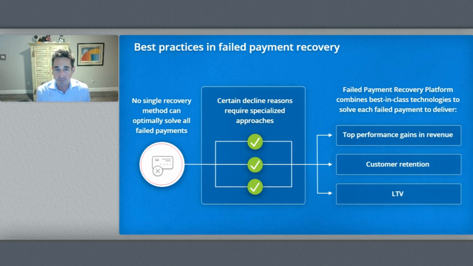So, having different solutions and approaches to be able to be applied selectively, working against the same types of KPIs. We want to deliver the top performance gains in our recovery and our revenue. We want to optimize customer satisfaction throughout the experience and the retention of those customers.